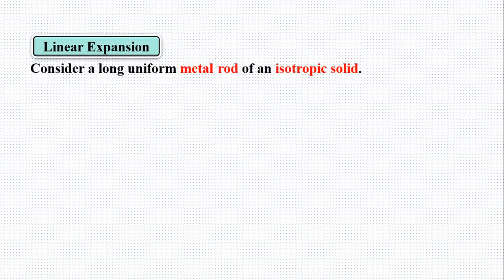Now let us think about the linear expansion. You know, my dear students, a geometrical shape, say cube, there is a length, breadth, and height. But for a metal rod, the length is more than the cross-sectional area. So let us consider a long uniform metal rod of the isotropic solid.